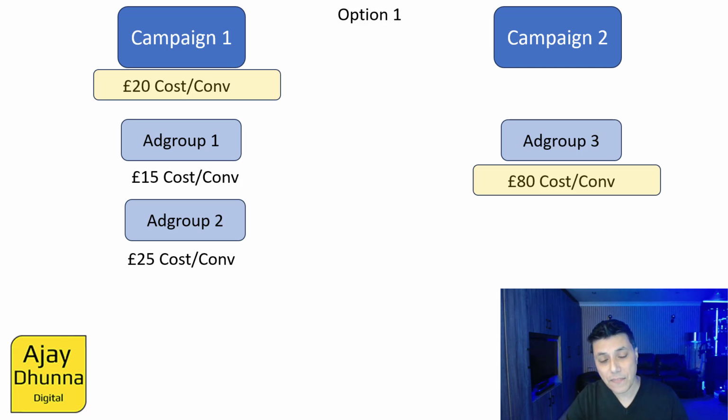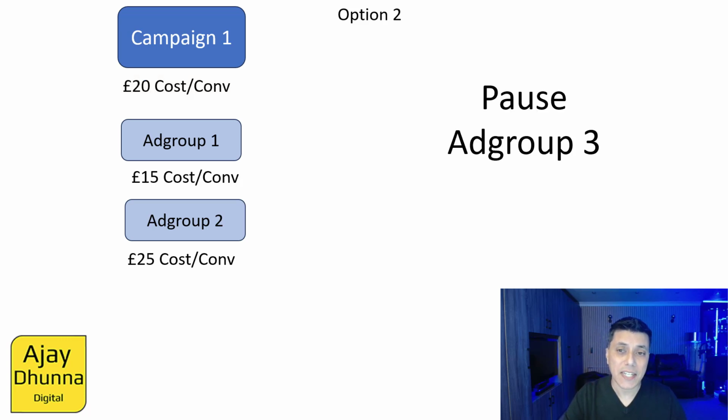If you've checked everything and that doesn't work, then your last option is to simply pause ad group 3. There's no point having an ad group which is driving leads or conversions at a very high cost per conversion. In that case, you can simply pause the ad group, or pause your second campaign which contains ad group 3. That's a very simple strategy you can use when you want to reduce the cost per conversion of a campaign.